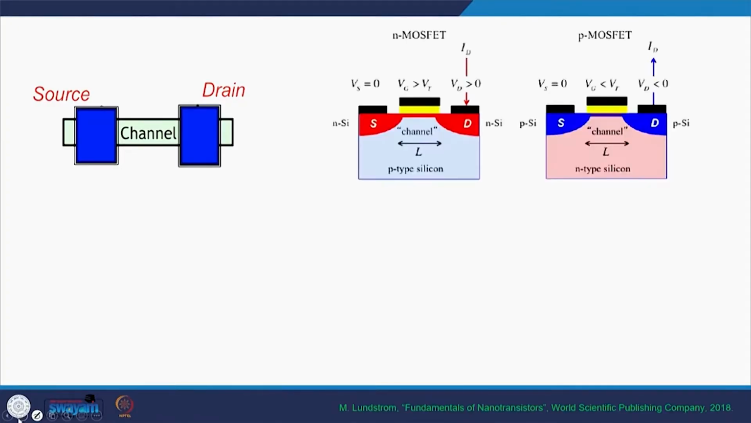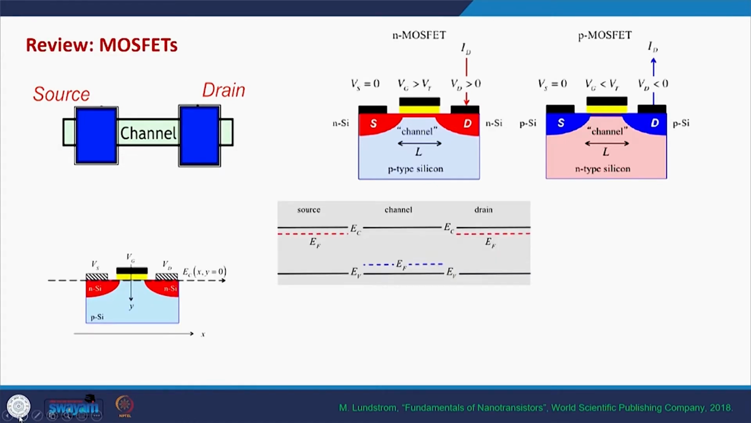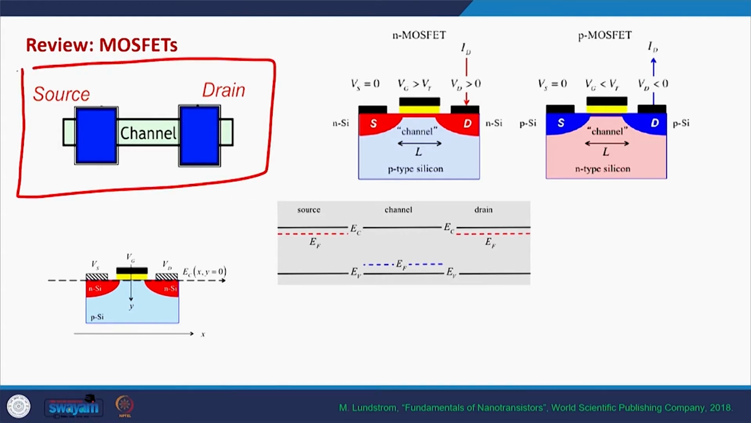Let me quickly review what we have been seeing. In this course, in the beginning, we discussed a two-terminal device in which there is a source terminal, there is a drain terminal, and in between them there is a small channel. But an actual transistor is a three-terminal device, and apart from these two terminals, we have an additional third gate terminal here. So this is how an actual transistor looks.